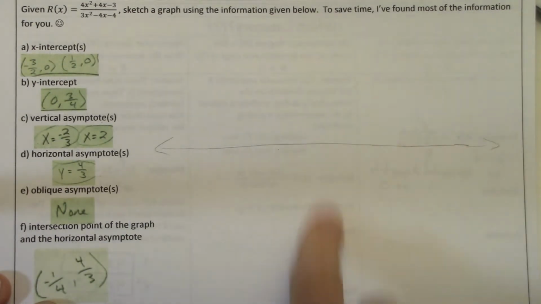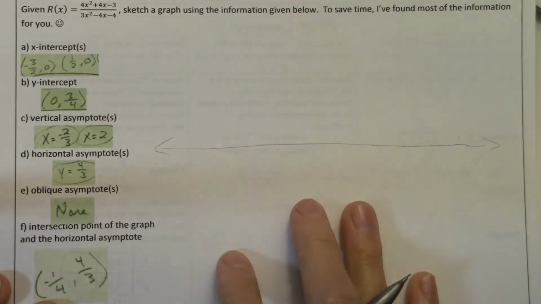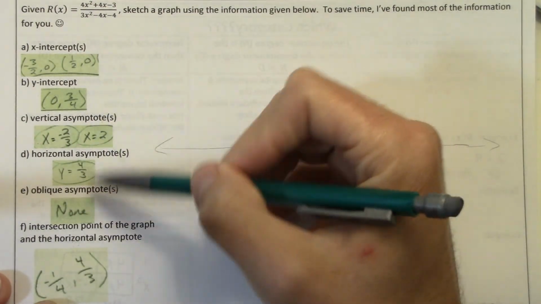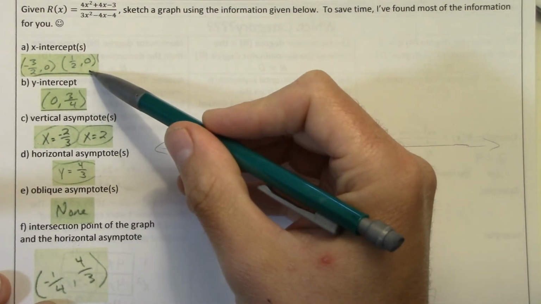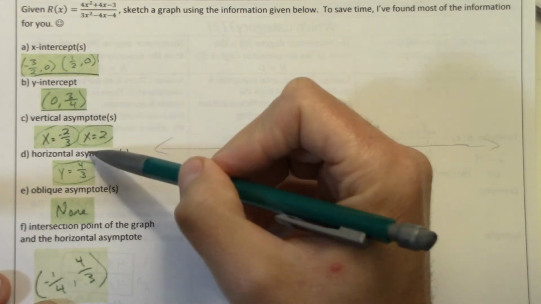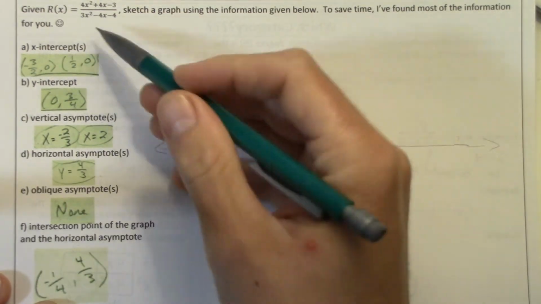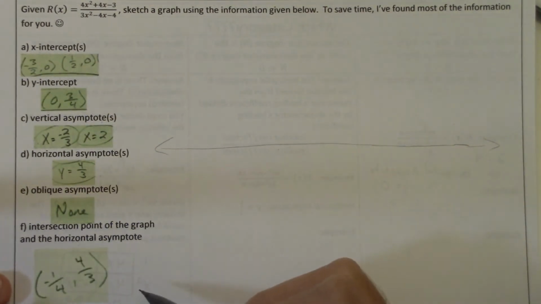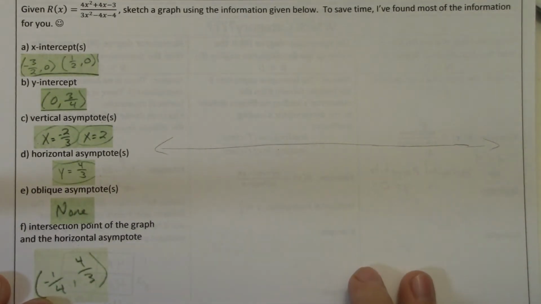Before I just start drawing my y-axis and putting everything on there, I should probably take a peek at what I'm about to graph. So I'm going to put the x-intercepts on there, the y-intercepts, and all of this relates to this equation right here. I've already done all the work for you. So I've got x-intercepts, y-intercepts, vertical asymptotes, horizontal asymptotes, and a point of intersection. And then I'll have to make a guess about what the graph would look like.